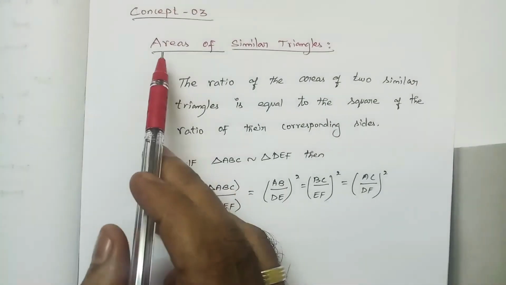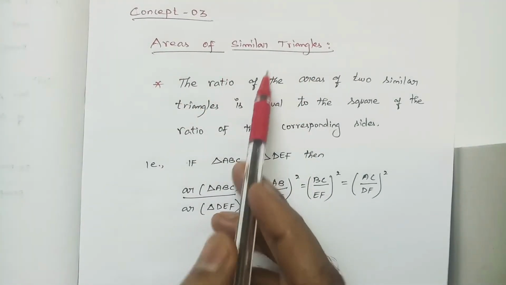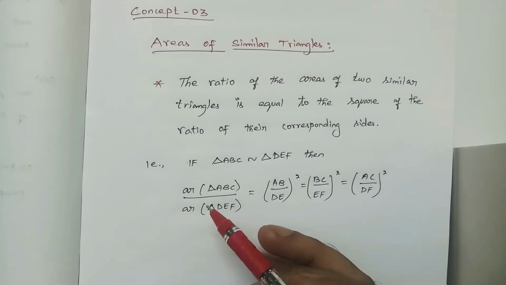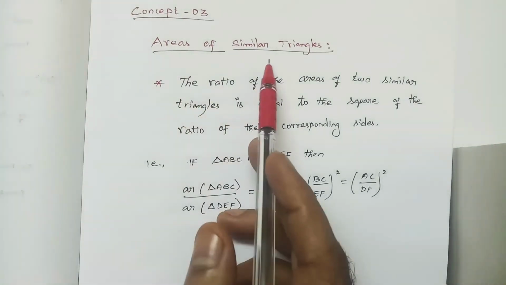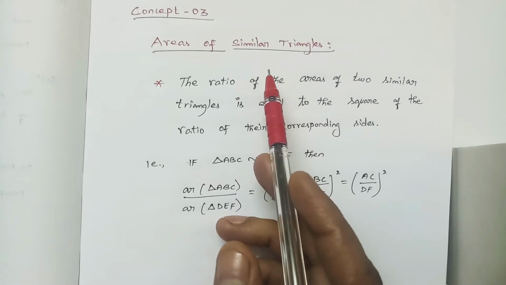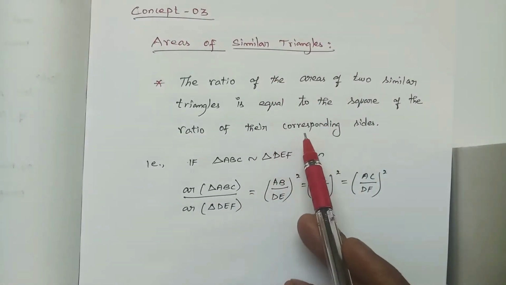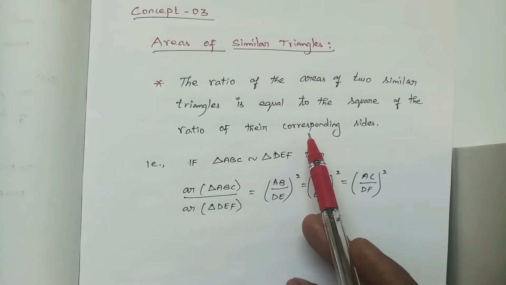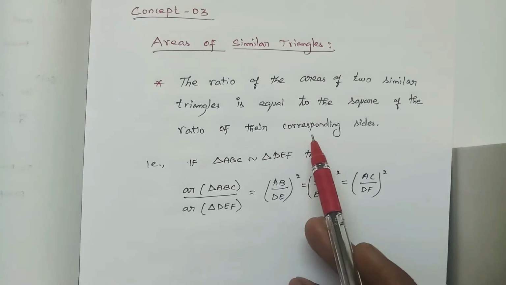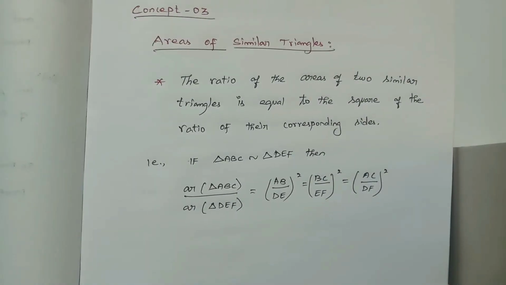Concept 3: areas of similar triangles. Actually, we have a theorem on areas of similar triangles, but for this year they have deleted it. So only by using the statement, we are going to prove or find whatever they ask you to find or prove.